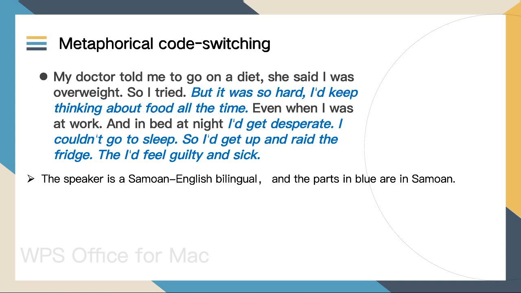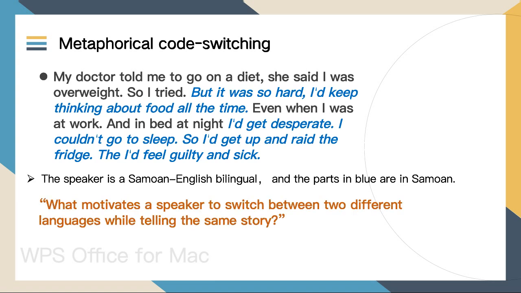The speaker is a Samoan English bilingual, and the parts in blue are in Samoan. What motivates a speaker to switch between two different languages while telling the same story? By observation, it is easy to conclude that when describing the background of events or the timeline of the story, such as "so I tried," "even when I was at work," and "in bed," the speaker uses English. This part of the story leaves little space for interpretation and elaboration.